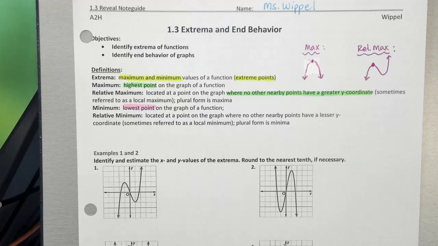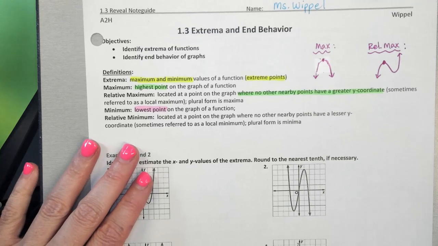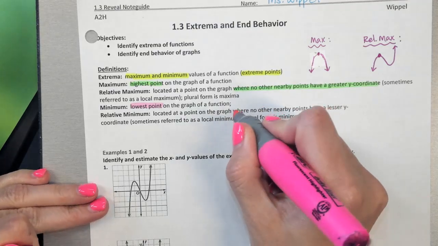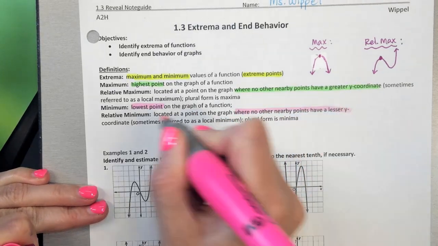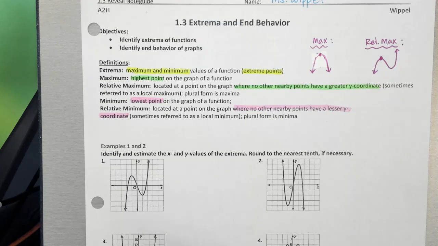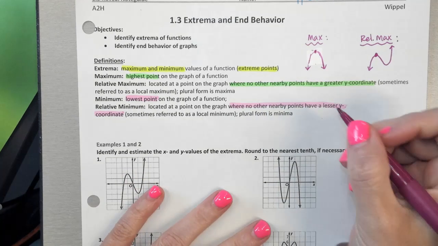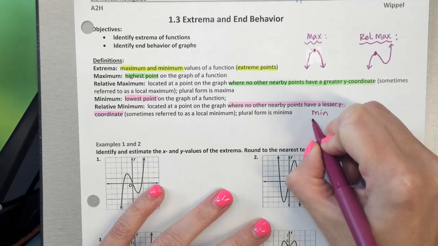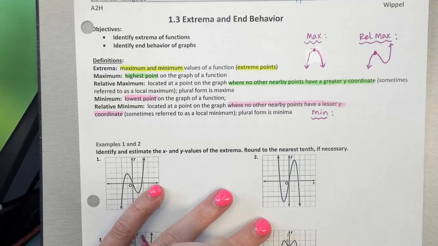So the minimum works the same way. It's the lowest point on the graph or the lowest point in an area. Okay, so where no other nearby points have a lesser y-coordinate. And they both have a plural form. So minima, if there's more than one. Maxima, if there's more than one.